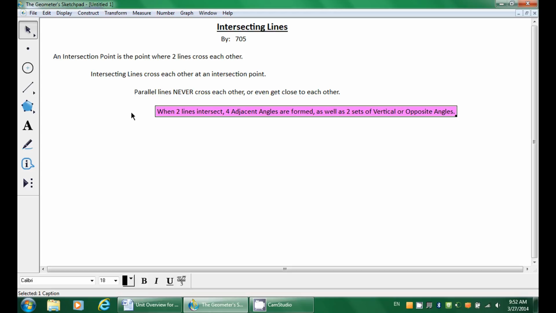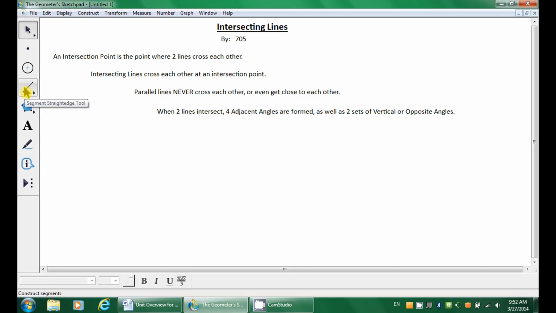So let's demonstrate all of these pieces of vocabulary. Alright, let's use the line segment tool and create a diagonal line. And then I would like you to create a vertical line that intersects with that original line. Now, the point where these two lines meet is called the intersection point. So let's use the point tool and create a point there. So that is the intersection point.